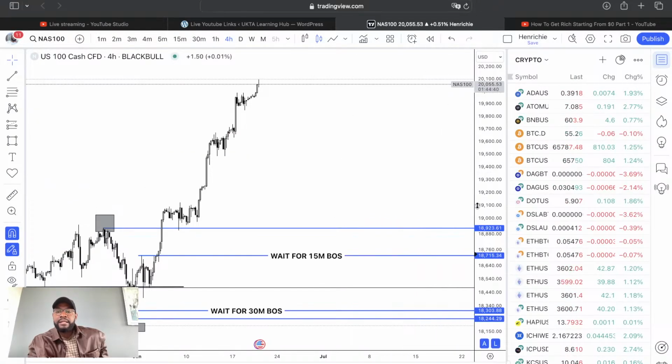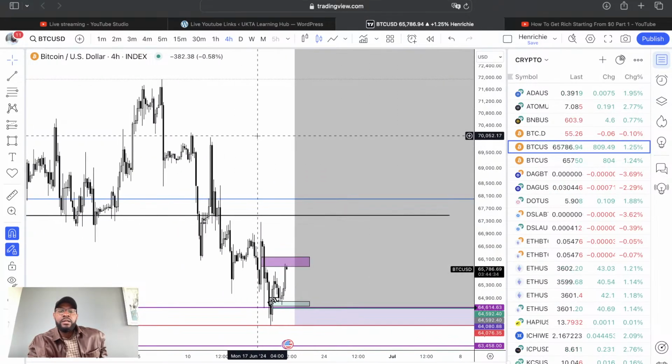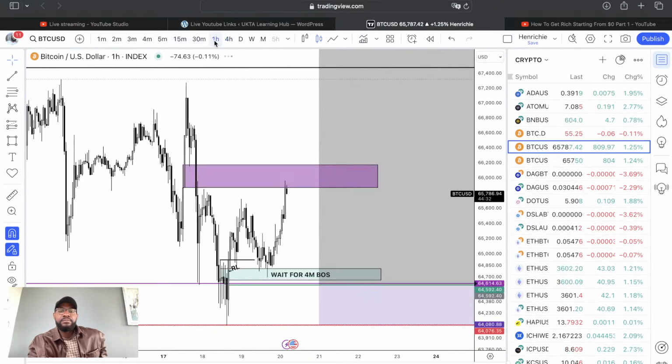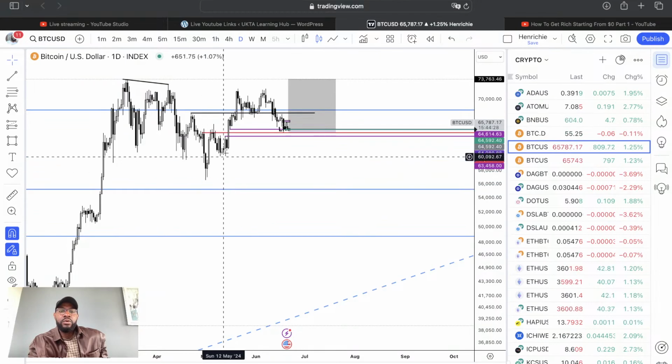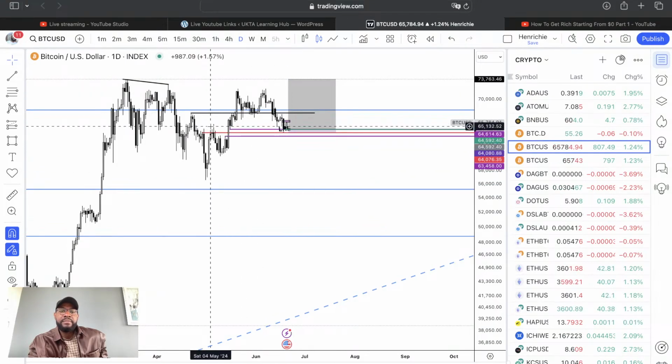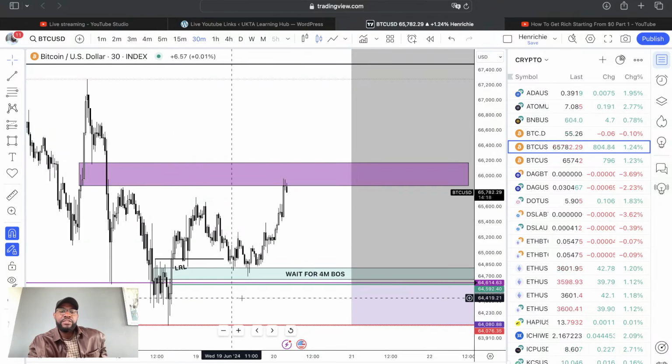So let's take a look at Bitcoin and also at Ethereum. So for Bitcoin, our analysis, we were watching this high and the low, a break of structure. Price came down to our point of interest right here. Wanted to see a 30-minute break of structure to the upside. We created a high, a low, a break of structure, and left an inefficiency.